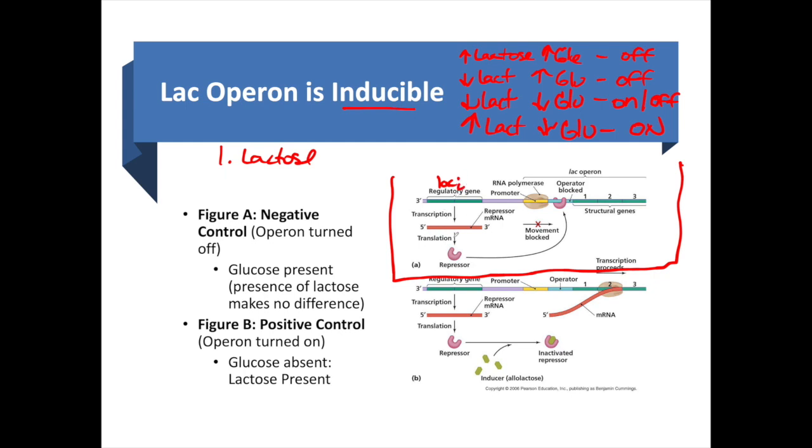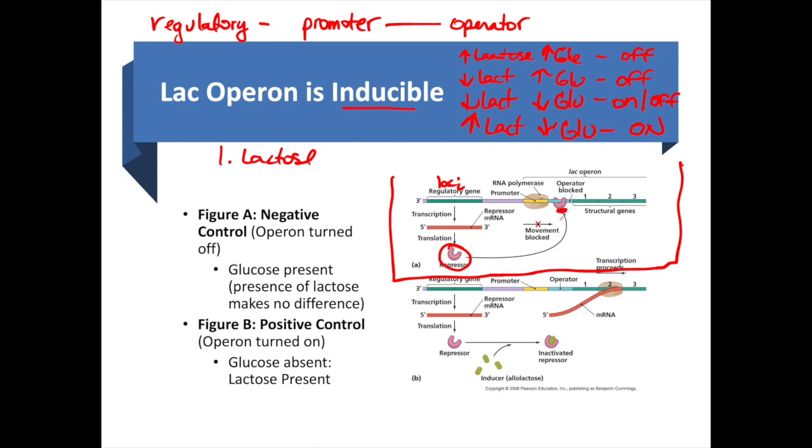And this encodes for a protein called the Lac repressor. The Lac repressor sits on the regulatory region of the Lac Operon. And the regulatory region is actually divided into two segments. Within that regulatory region, I have a promoter and I have an operator. Now, the operator, you can see here, is where my repressor sits.